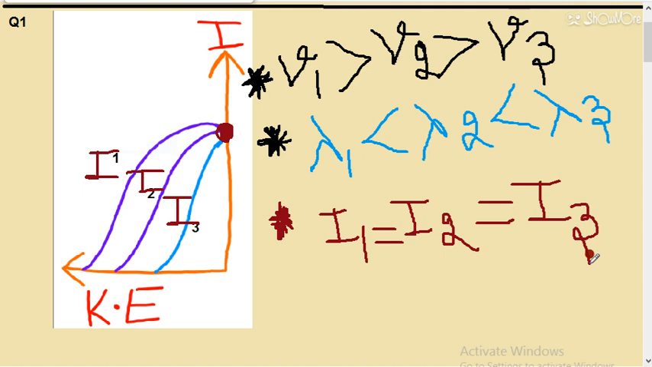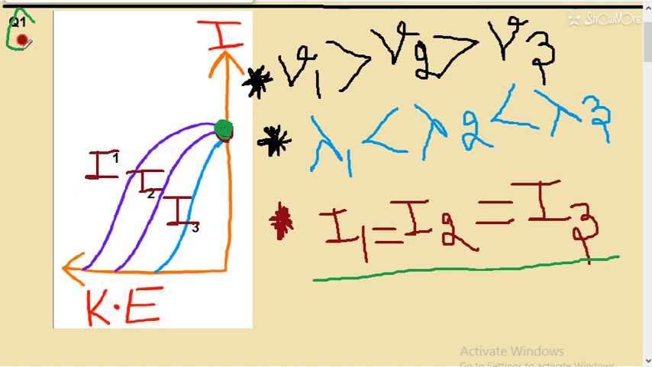Frequency relation is frequency of 1 is greater than frequency of 2 greater than frequency of 3. Lambda will be opposite to the frequency relation. Lambda 1 is less than lambda 2 less than lambda 3. And intensity we can see from here. If the photoelectric current is same for the 3 radiations, then their intensity is equal. So I hope this first question is clear.